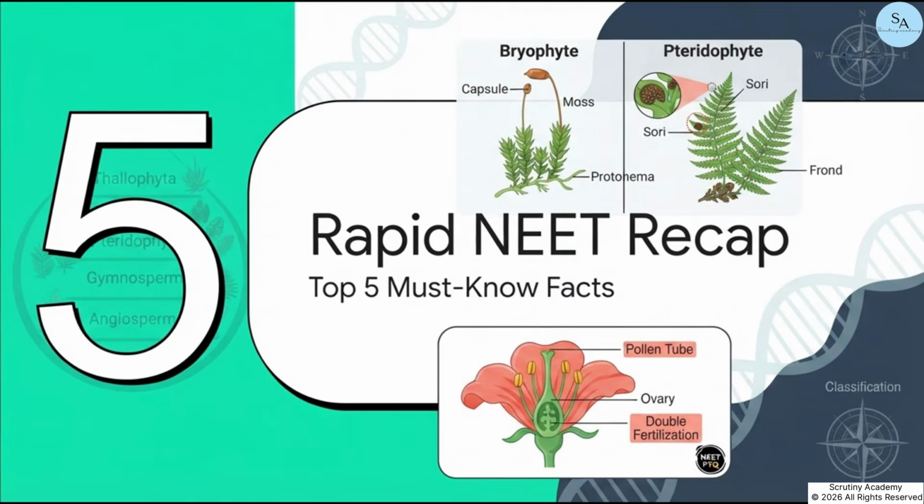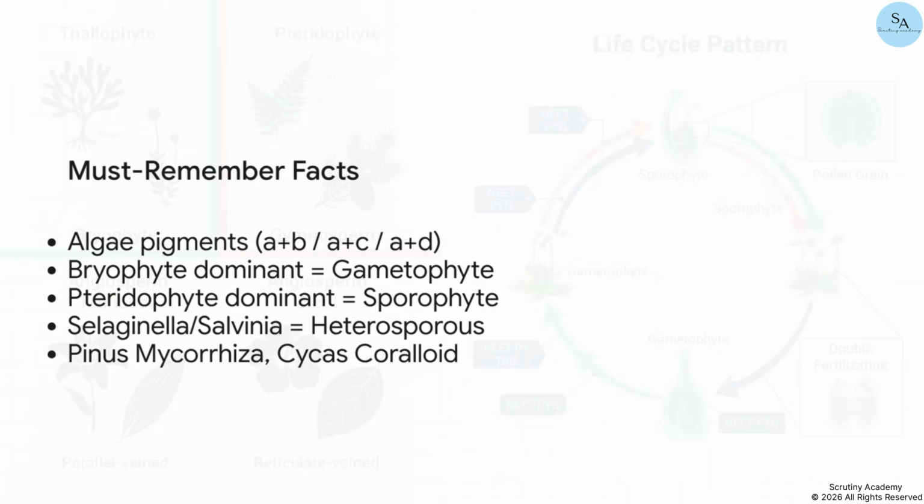Part 5. The Rapid NEET Recap. Okay, take a deep breath. We are going to rapid-fire the most heavily tested concepts from everything we just covered. Seriously, take a mental screenshot of this checklist right now. 1. Know your algae pigments and stored foods inside out. 2 and 3. Never forget the life cycles.